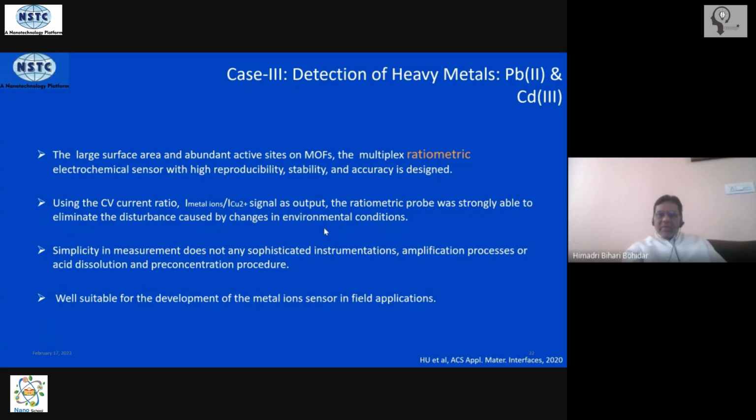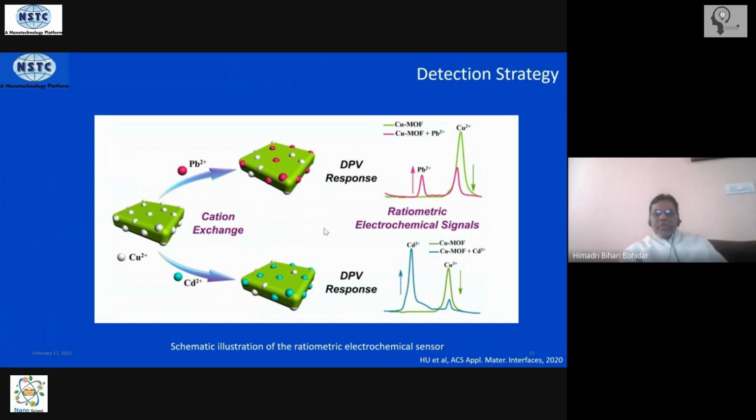It can be done again with a very simple strategy. Let's see the details. This is the pictorial view of what we are going to do. We have a substrate which has predominantly copper ions on it, Cu2+. I can do a cation exchange with lead 2 or cadmium 2. If I do lead 2, some of the copper will be replaced by lead, the red dots here, and the copper ions sit here. Similarly, if I do an ion exchange with cadmium, then the green balls representing cadmium will come here and the rest of the copper will stay here.